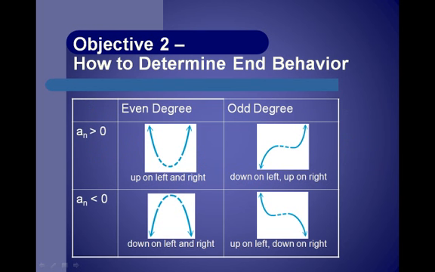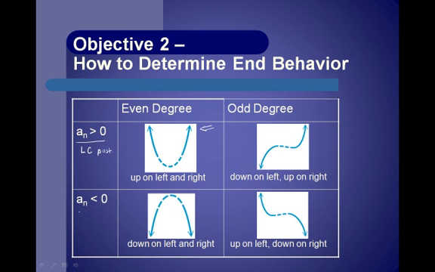Well, if a sub n is greater than 0, that means the leading coefficient is positive. Then if it's of even degree, both end directions will go up. If the leading coefficient is positive and it is of an odd degree, then the polynomial graph will go down to the left and up on the right.